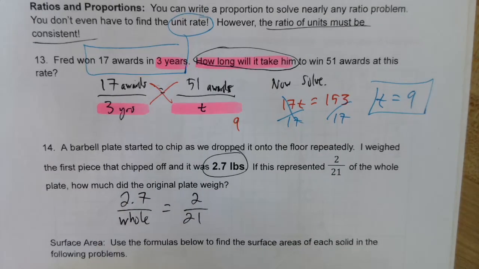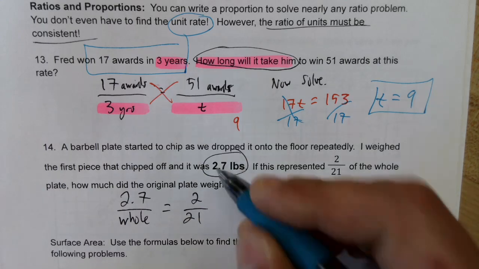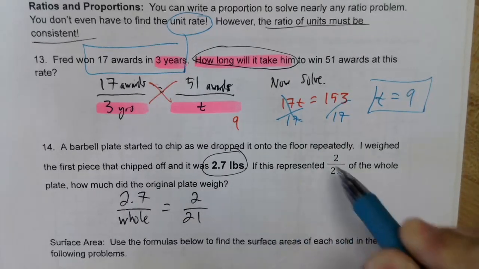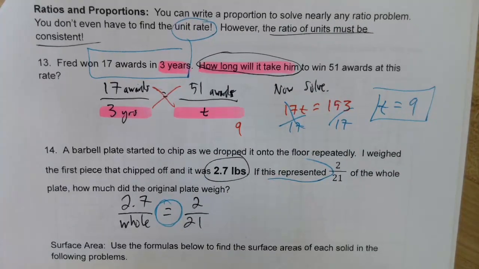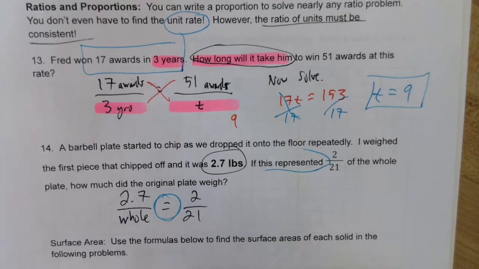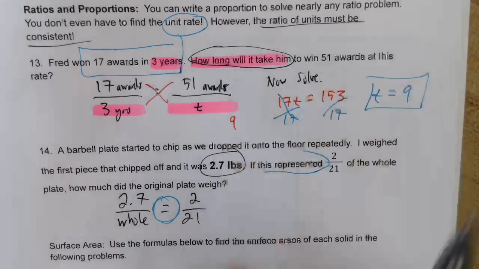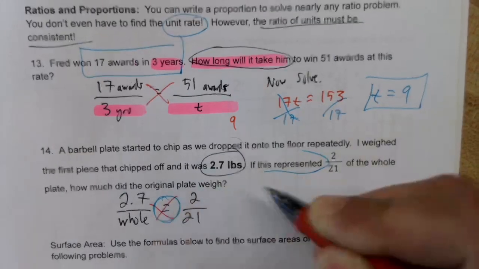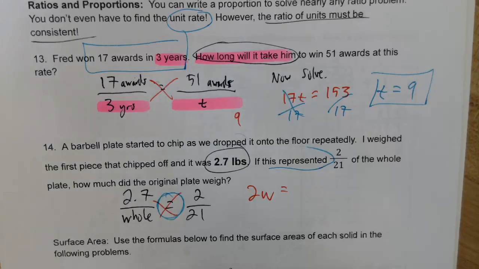A barbell started to chip as we dropped it onto the floor repeatedly. Must not have been a bumper plate. I weighed the first piece it chipped off and it was 2.7 pounds. This represented 2/21 of the whole plate. So how much did the original plate weigh? So 2.7 out of the whole is equivalent to 2/21. Okay, so you see how that's almost identical to number 13. We're going to cross multiply. I'm going to say 2w equals, I don't know if I can do that in my head, 21 times 2.7. Everybody get that on the paper?